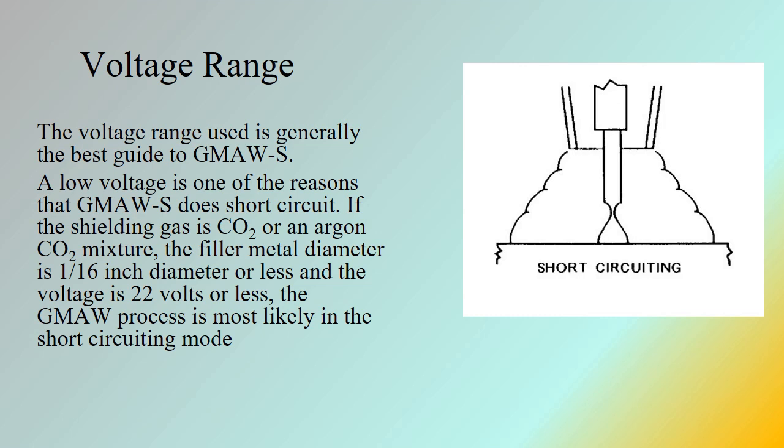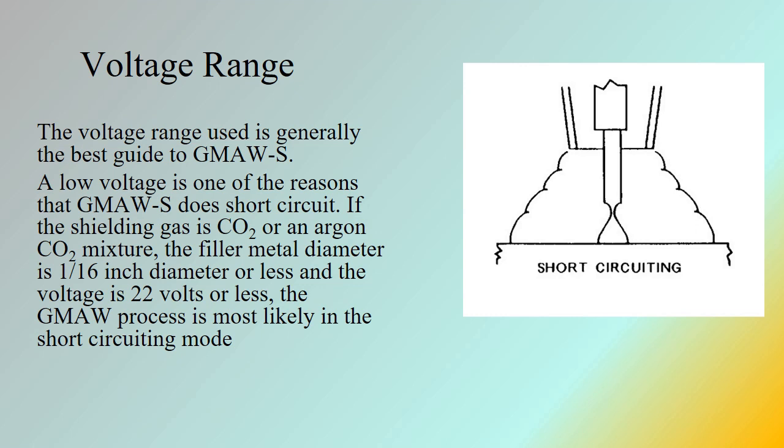When we're talking about gas metal arc welding short circuiting, the best way to figure out that it's going on is the voltage range. So if you're an engineer walking the shop, and you have questions, the voltage range is pretty much the best guide. A low voltage is one of the reasons that gas metal arc welding short circuiting does short circuit. If the shielding gas is CO2 or an argon CO2 mixture, the filler metal diameter is 1/16 inch or less, and the voltage is 22 or less, most likely the GMAW process is in the short circuiting mode.